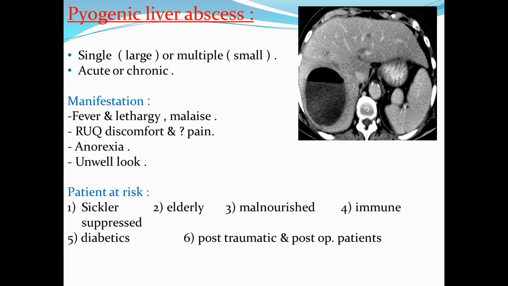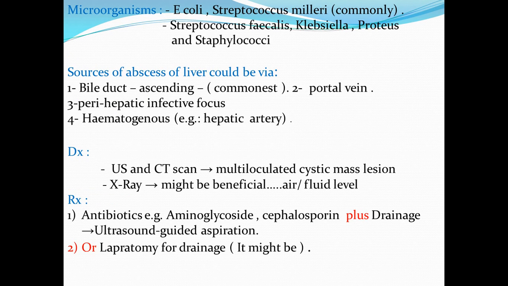Patients at risk to develop pyogenic liver abscess: 1 sickler, 2 elderly, 3 malnourished, 4 immune suppressed, 5 diabetics, and lastly post-traumatic and post-operative patients. Microorganisms include most commonly E. coli, Streptococcus milleri, and less likely Streptococcus faecalis, Klebsiella, Proteus, and Staphylococci.